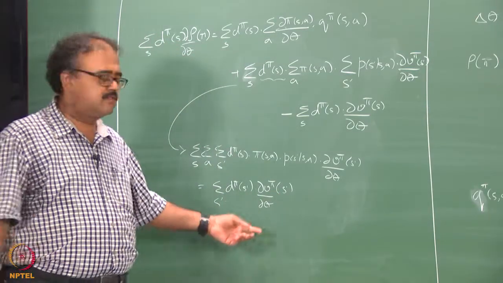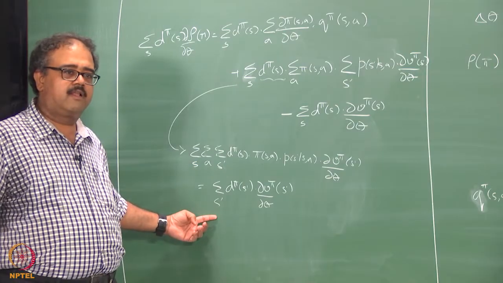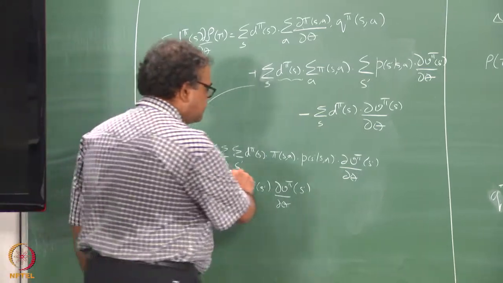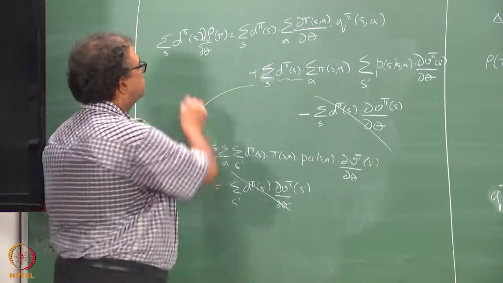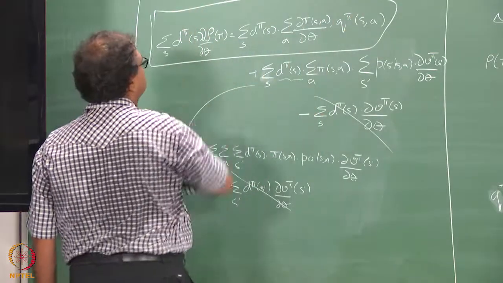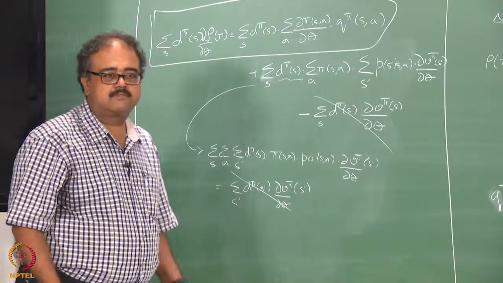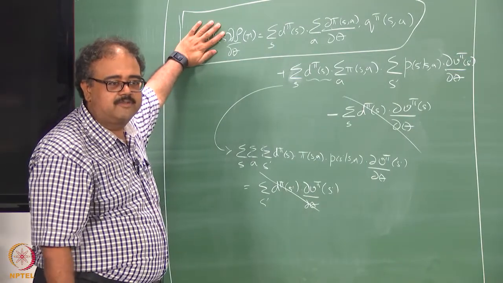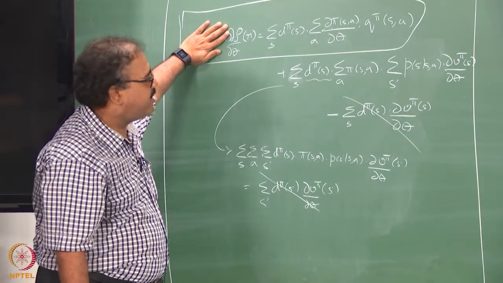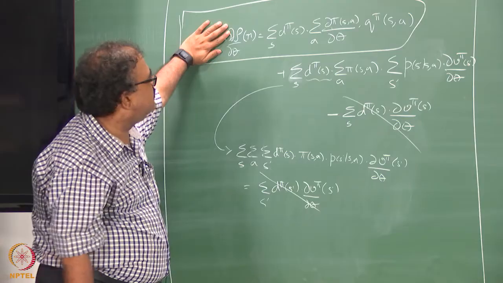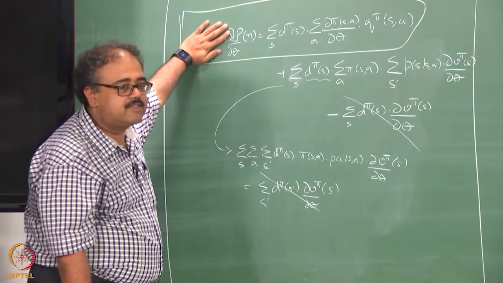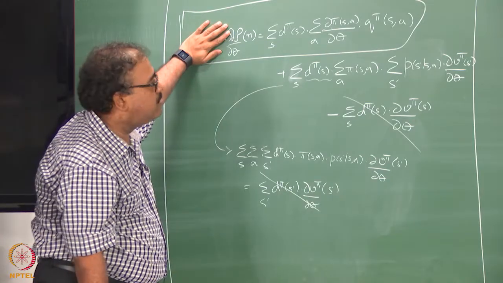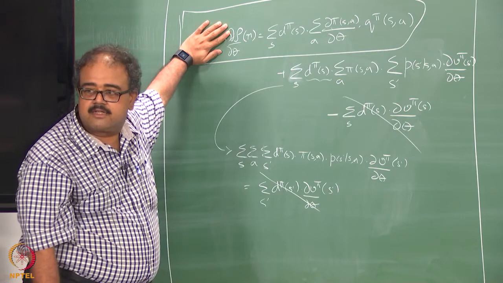Okay. This looks familiar. Of course, I can ignore this because it is a probability distribution, it is 1. So, I can ignore this. So, basically I have the theorem dou rho by dou theta equal to summation over s d pi s into summation over a dou pi sa by dou theta into q pi sa. Amazing, right.